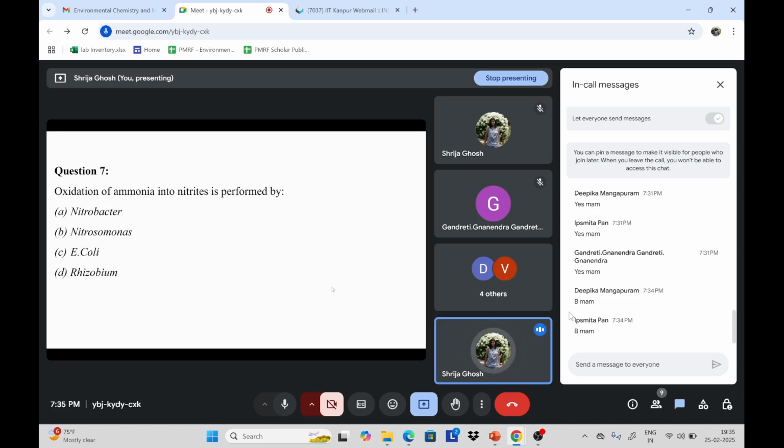Oxidation of ammonia into nitrites is performed by Nitrobacter, Nitrosomonas, E. coli, and Rhizobium.